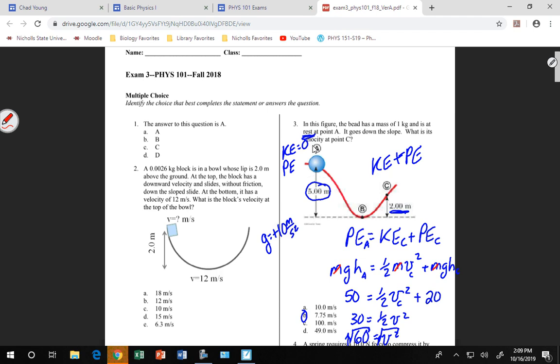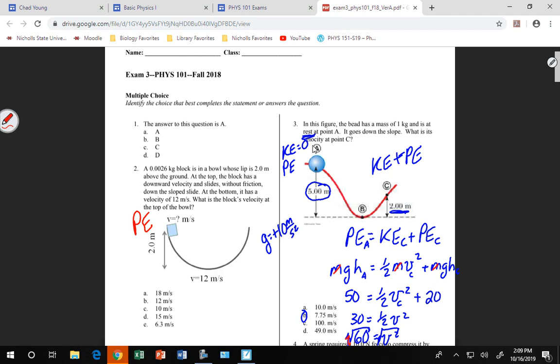Yeah, v is equal to the square root of 60. Yeah, that's the square root, because it's equal to v squared. Oh, yeah, sorry. So right here, it has potential energy. Anything else?